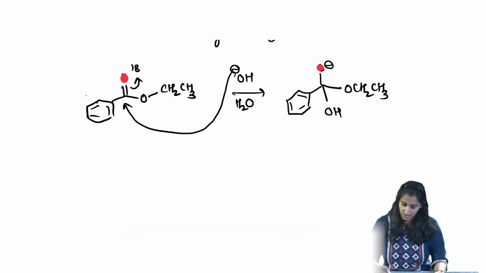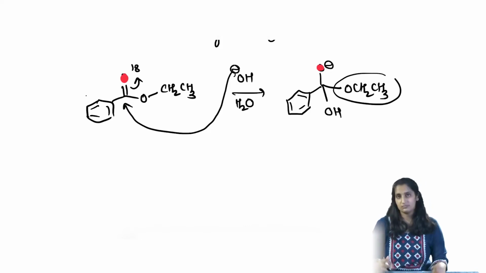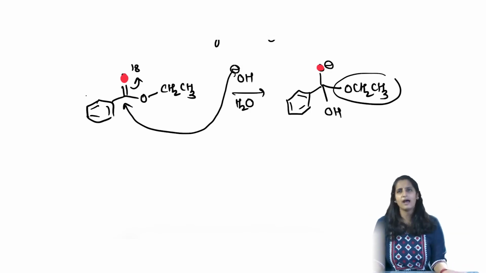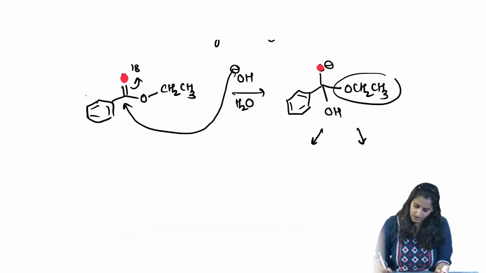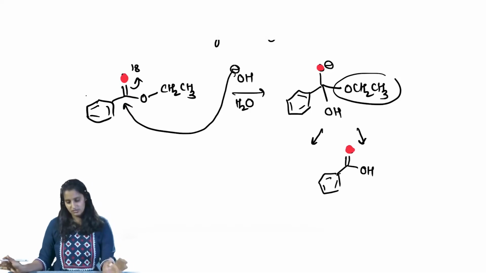So, now this can kick out multiple ways. The first possibility is that it kicks out the ethoxide. Between OH minus and ethoxide, both of them have very similar leaving group abilities. So, either it can form this or this, and I am going to first draw the possible product, wherein the carbonyl oxygen is still the O18 oxygen. Okay.